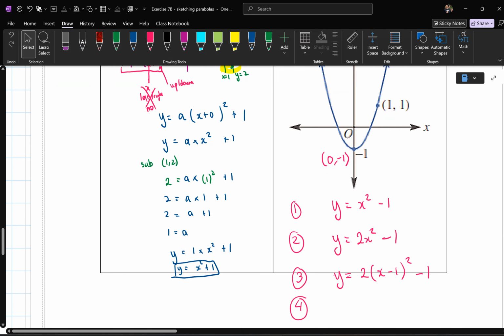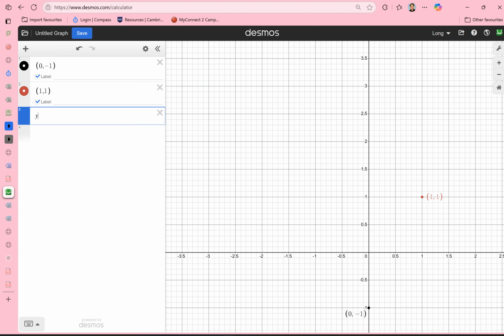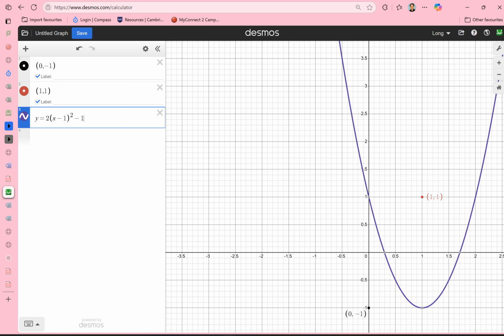All right, let's do it. Which one do you want me to do first? 3? All right. Here we go. So we need to cross through 1, 1. Let's try it: y equals 2 bracket x minus 1 squared minus 1. We didn't get the turning point. You've got a turning point of moving to the right 1 and then down 1. It's almost like the opposite of that one. Let's try the other one.